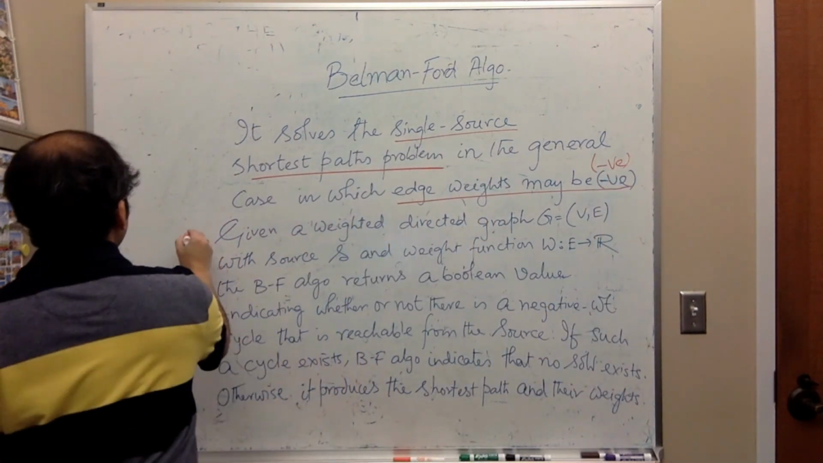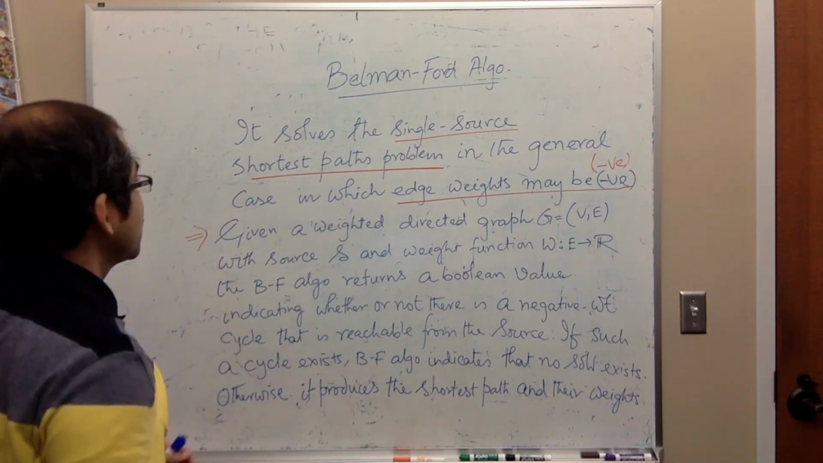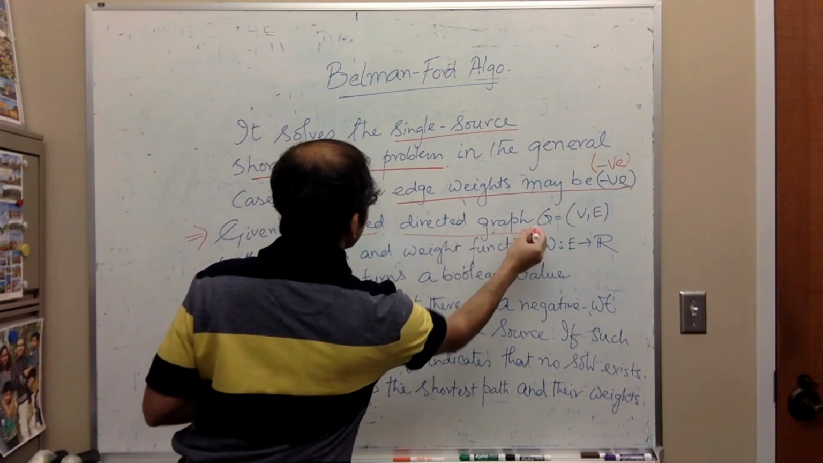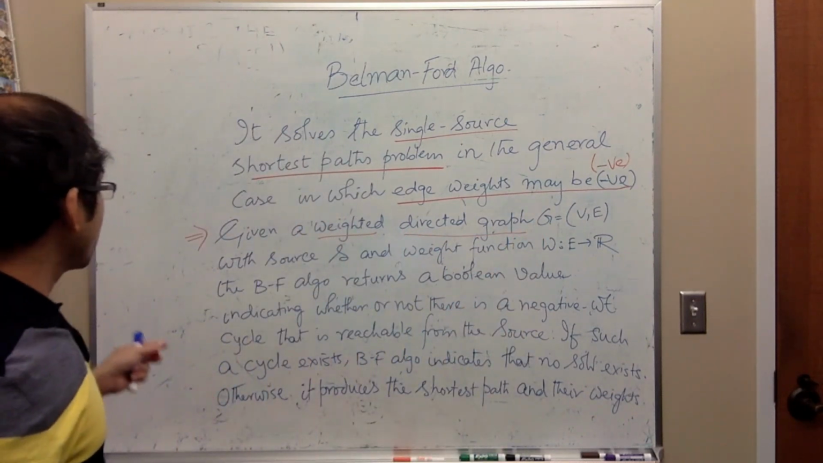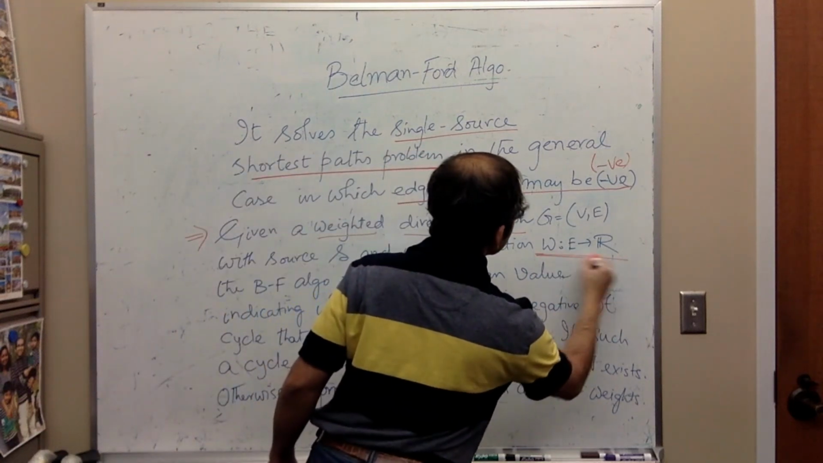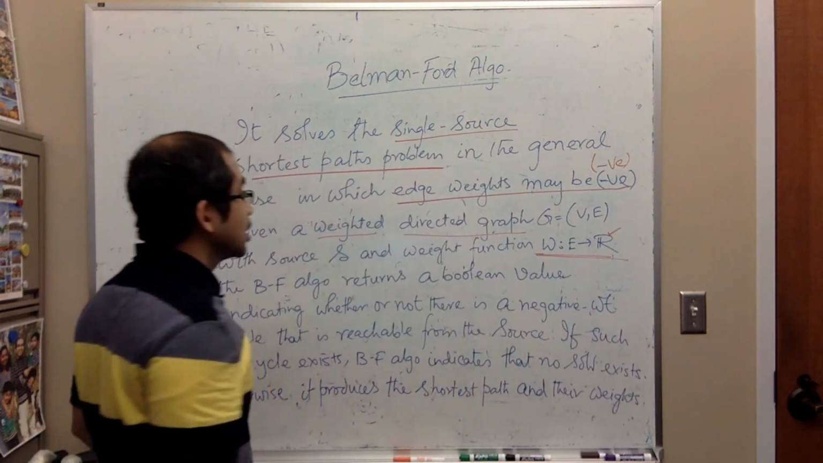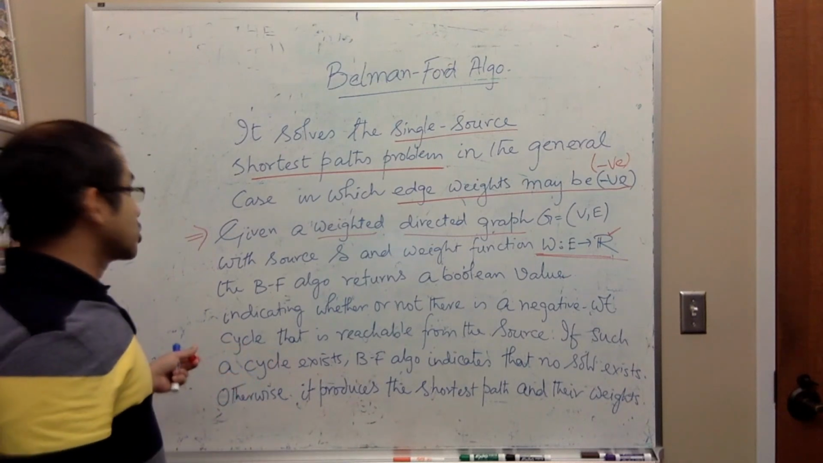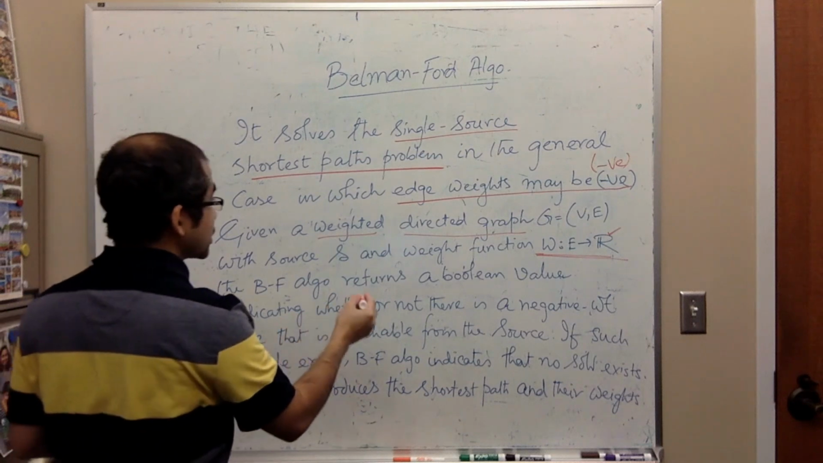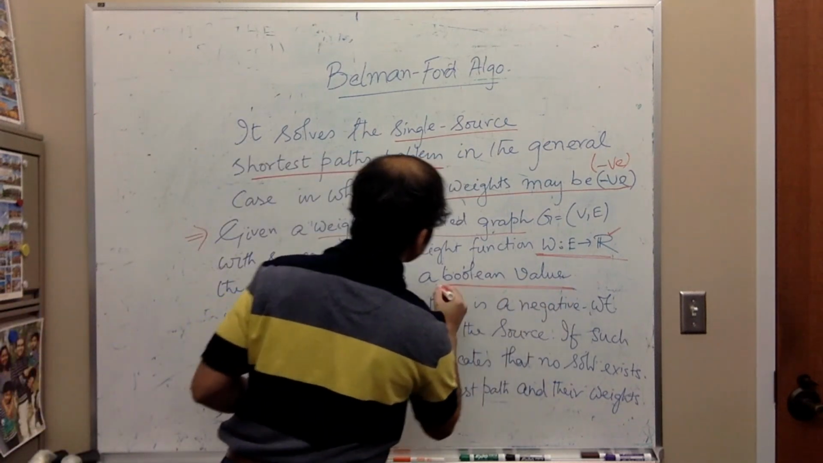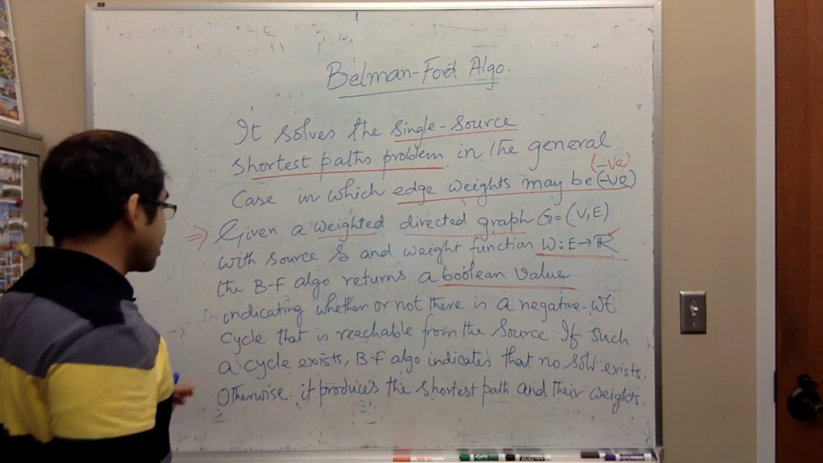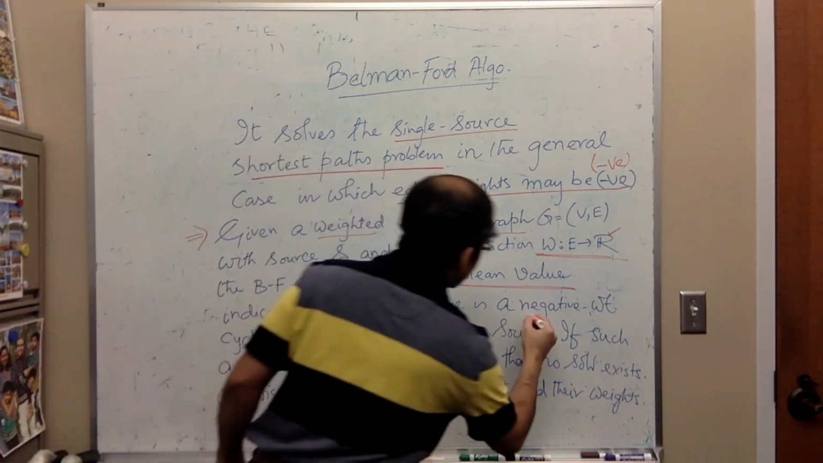So now the problem definition starts from here. Given a weighted directed graph, we know this much from Dijkstra, with source S and weight function W from E to R, where R is the set of real numbers. Every edge maps to a real number, whichever is its weight. The BF algorithm returns a Boolean value indicating whether or not there is a negative weight cycle.